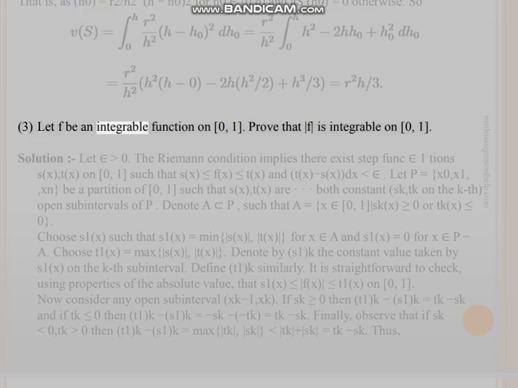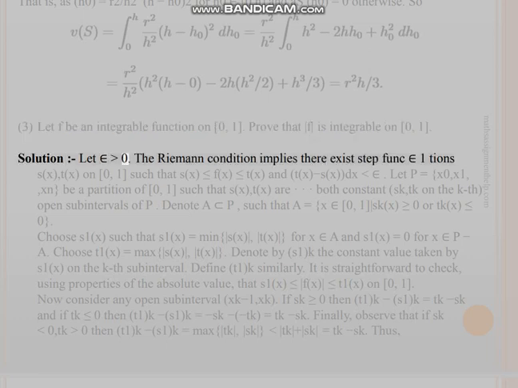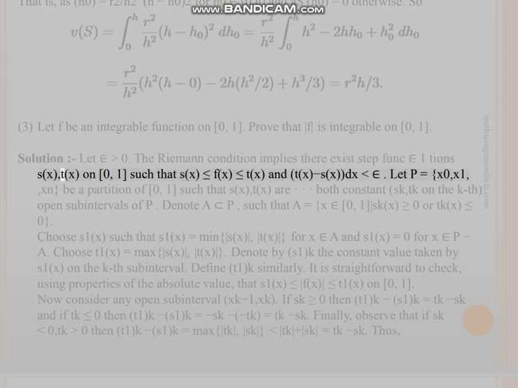3. Let f be an integrable function on [0,1]. Prove that |f| is integrable on [0,1]. Solution. Let epsilon greater than 0. The Riemann condition implies there exist step functions s(x), t(x) on [0,1], such that s(x) is less than or equal to f(x) which is less than or equal to t(x), and the integral of t(x) minus s(x) dx is less than epsilon.